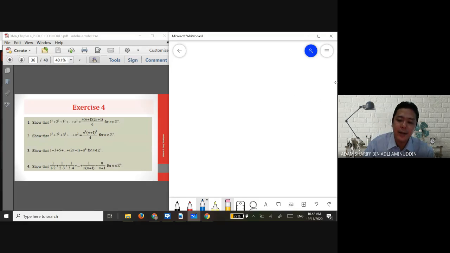Okay, let's try to appreciate after we manage to prove that the formula is correct for every positive integer. How to use it? For example, if I ask a very simple question, which is find the sum of 1 squared plus 2 squared plus 3 squared, you add up until, I make it a little bit more challenging, 100 squared.